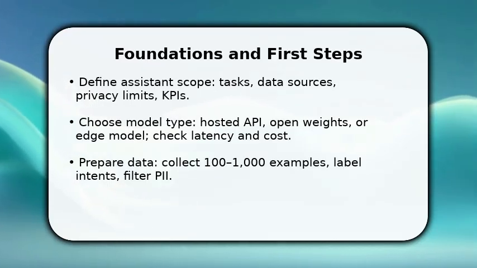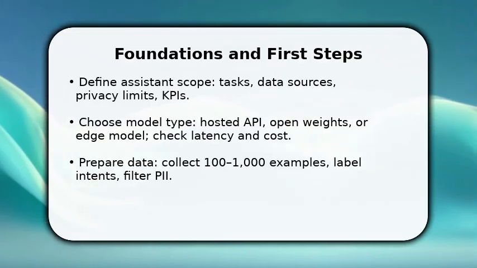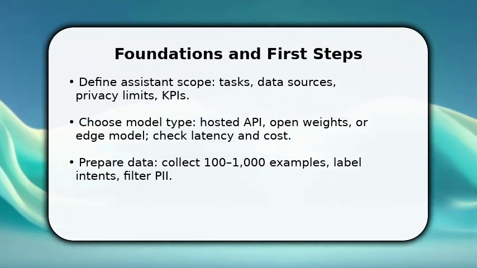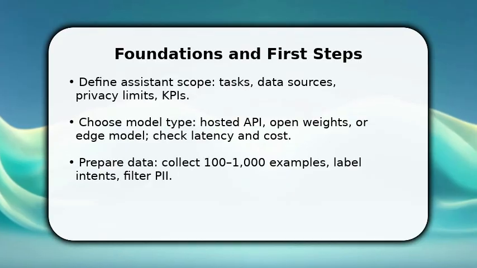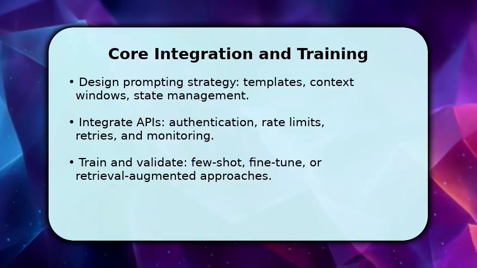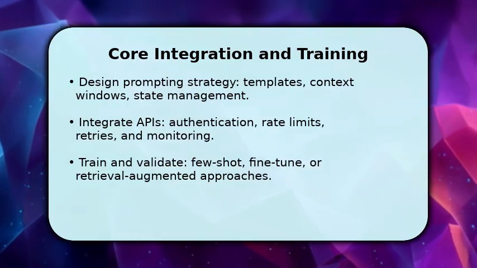remove sensitive information. Make sure to define success metrics up front so your next experiments have clear targets and you can iterate fast. Once data and a model are ready, build the integration layer that manages context and state across turns. This keeps conversations coherent.